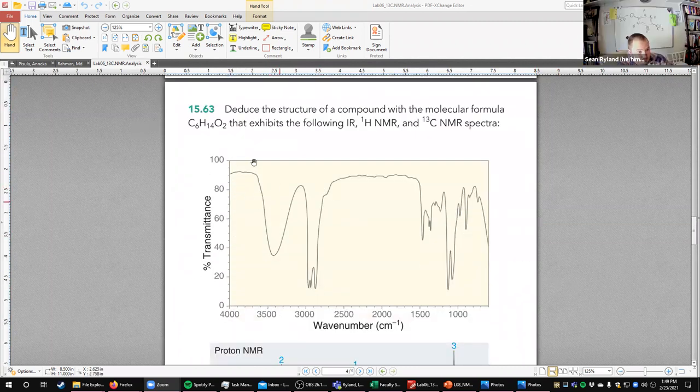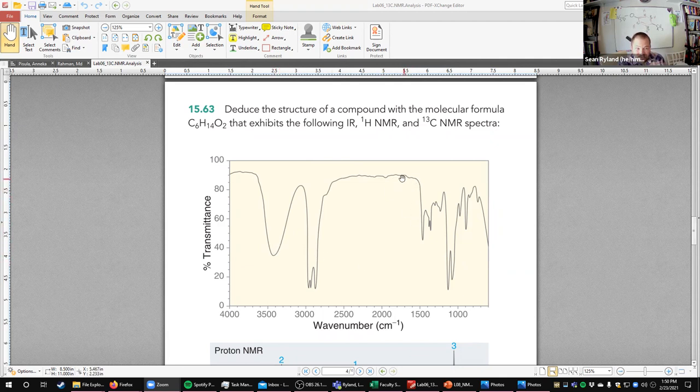All right. So if I was getting you started on the next one, look at the formula, C6H14O2. O2 tells me I've got two oxygens. They may be the same functional group, they might not be. And then I've got a big broad peak on the IR. Not broad enough to be a carboxylic acid, because a carboxylic acid would go all the way down to about 2,500. And so right off the bat, I know one of my oxygens at least is an alcohol, maybe both of them. But I know it's not a carboxylic acid.